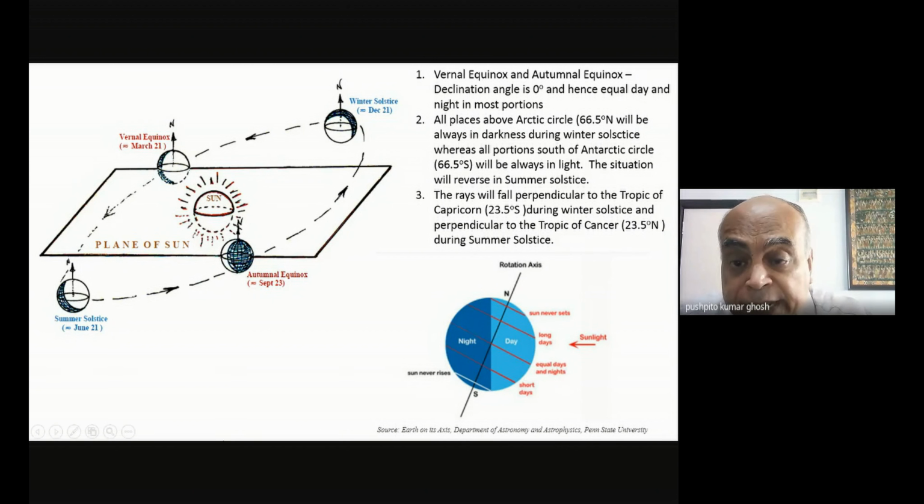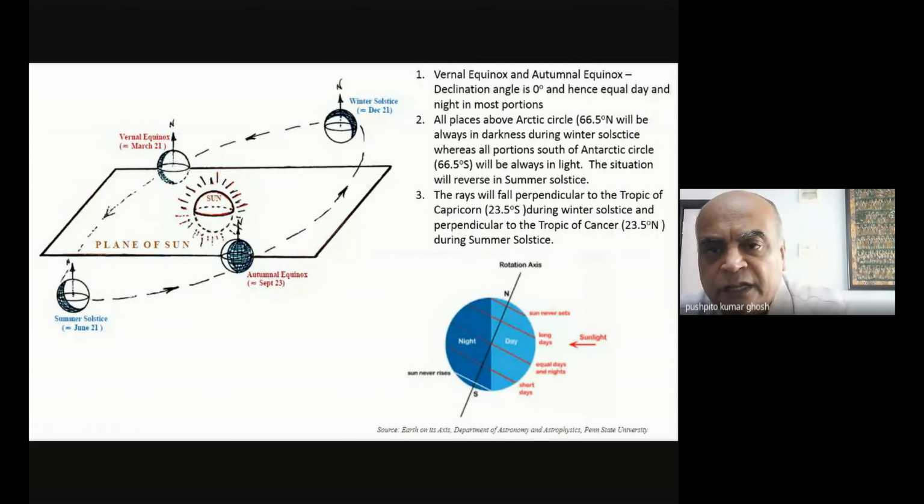Now, in this particular situation, you have equal day and equal night. Those are related to the vernal equinoxes. These are the situations when you will have equal day and equal night. And as I said, in these kinds of situations you will have a longer day and shorter night, and over here you will have a longer night and a shorter day, in the northern hemisphere, and exactly the opposite will be the situation in the southern hemisphere.